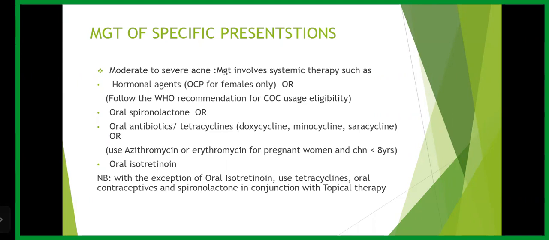You can also put somebody on oral antibiotics, such as the tetracyclines. Examples are doxycycline, minocycline, sarecycline, or the azithromycin or erythromycin group for pregnant women and children less than 8 years, who are not eligible for the tetracyclines. So you give them the azithromycin or erythromycin. With the exception of the oral isotretinoin, you use the tetracycline or oral contraceptive and spironolactone in conjunction with the topical therapy.